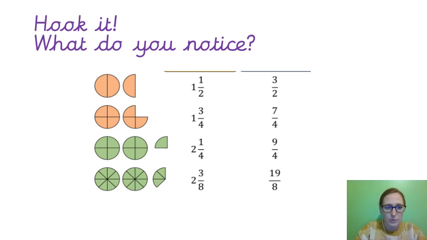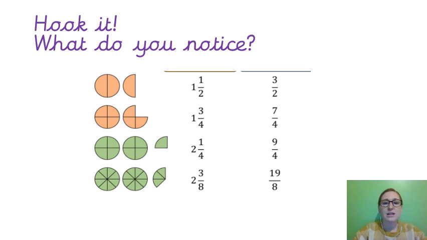In the second row we've got a whole and 3 quarters, so that's 1 3/4 as a mixed number, or if we count all of those quarters there's 7 quarters in all to make our improper fraction. The third row we've got 2 wholes and 1 quarter, mixed number 2 1/4. As an improper fraction there are 9 quarters altogether. And the final one we've got 2 wholes and 3 eighths, so we could write it as 2 3/8 or 19 eighths. 2 times 8 is 16 plus the extra 3 makes it 19 eighths.